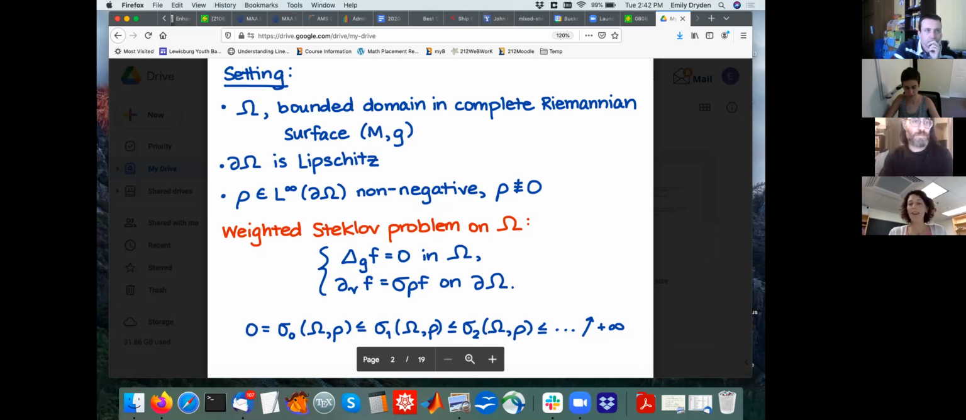Here there are different enumerations of the Steklov eigenvalues in the literature, so it's a little important to fix which one I'm using. I'm taking sigma naught to be 0 and then sigma 1 on up. It's a discrete sequence going to infinity. Okay, so it is important to note that my sigma 0 is 0. Sometimes people start with sigma 1. That comes into play when you're trying to compare bounds on sigma k or k plus 1 across different people.